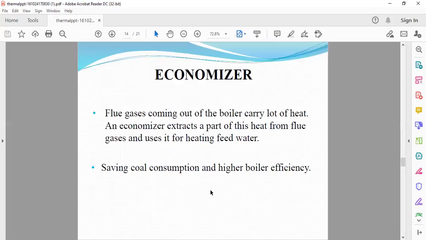So from the flue gases we get the heat, and that heat is collected and sent again to heat the water. So it is like a cyclic process, where thermal power plants always go on for cooling and heating purposes. Here we can save coal consumption and also get higher boiler efficiency.